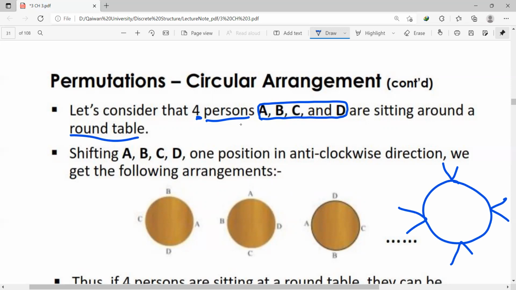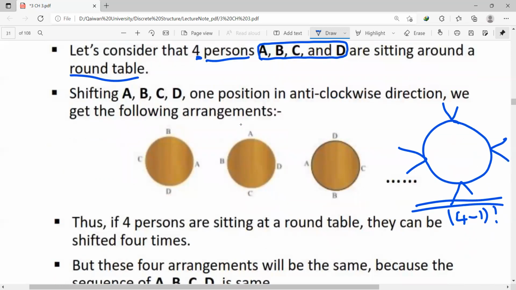Since it is a circular arrangement, we use n minus 1 factorial. Here we have 4, so the number of arrangements is 4 minus 1 factorial, which is 3 factorial, which is 6. That means we can arrange 4 people around a round table in 6 ways.